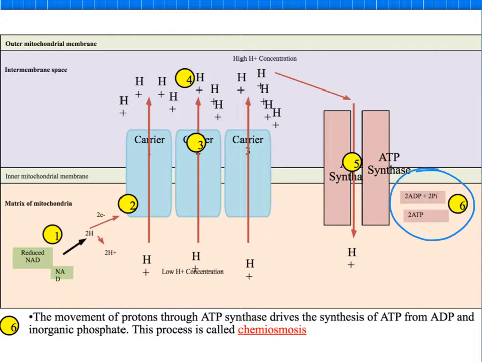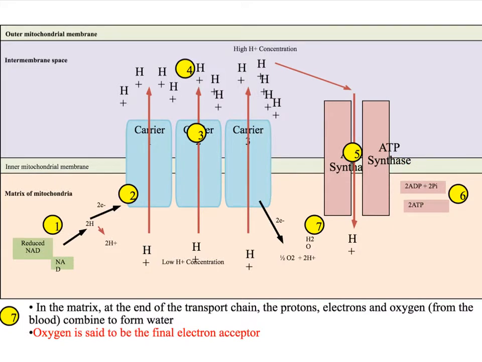Now you may notice, if you've done photosynthesis, that the light dependent reaction involves the same type of processes to explain photophosphorylation in the light dependent stage of photosynthesis. It's very similar, if not the same. And then the final stage, in the matrix at the end of the transport chain, the protons and electrons and oxygen from the blood combine to form water.